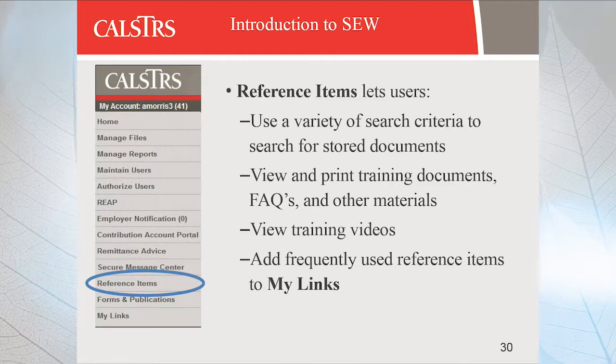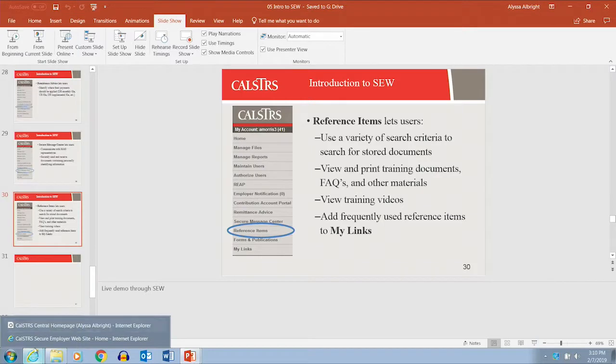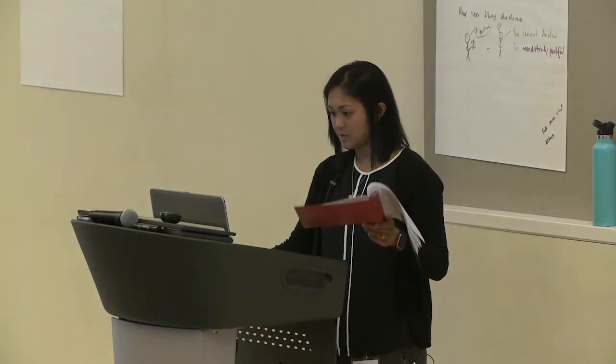Okay, and then we have reference items. So I'll actually show you maybe how to find that directive we talked about earlier today. So I'll go into my Secure Employer website, my MISO. So this is what it looks like.